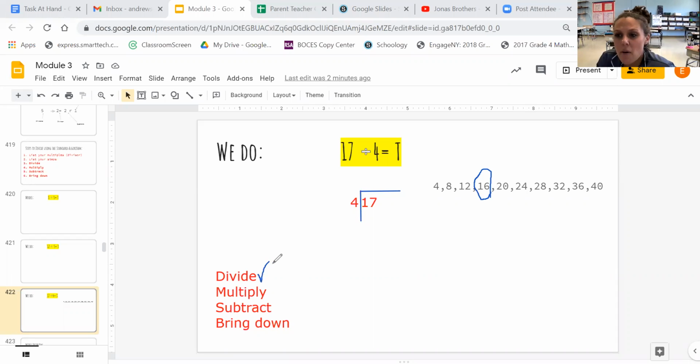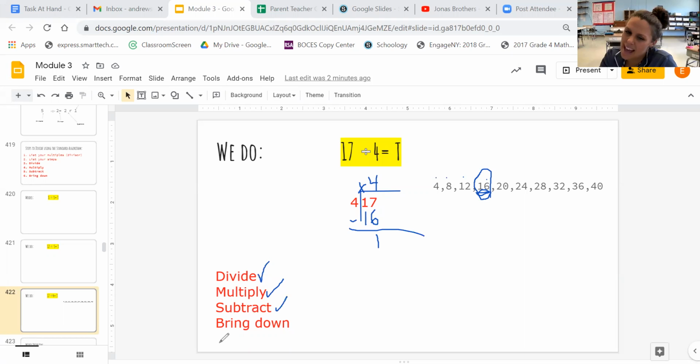But I have to figure out how many times can 4 go into 16. So I'm going to count 1, 2, 3, 4. So I put my number on top. I know 4 groups of 4 would equal 16. Then I'm going to multiply that 4 times 4, and we know it's 16. After I multiply, I'm going to subtract. I'm going to subtract 17 minus 16, and I get a difference of 1.